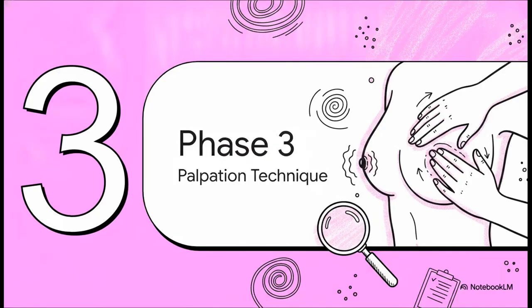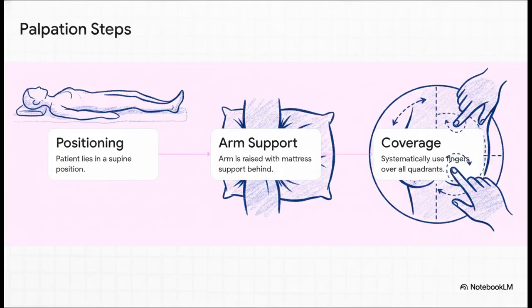All right, Phase 3, correct palpation technique. So this is where your clinical skills are really put to the test. First things first, your physical setup. You always want to examine both breasts, and the ideal setup is having the patient in a supine position, completely lying down. You've got to have the patient's arm raised on the side you're examining, and ideally, place a mattress support or pillow right behind their shoulder. This evenly distributes the breast tissue over the chest wall. From there, you're going to systematically use your fingers over all 4 quadrants of the breast.